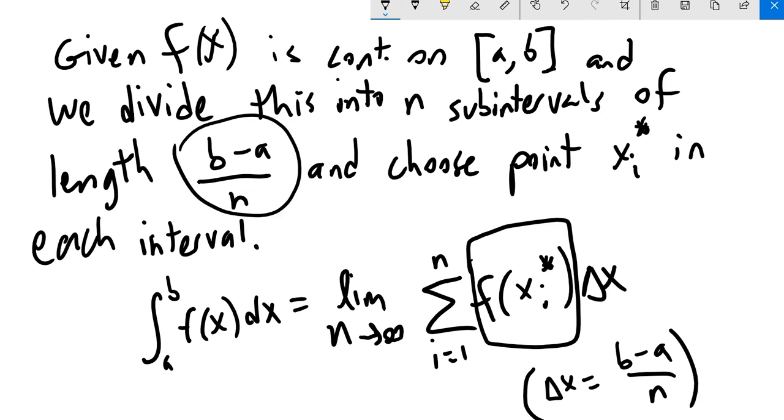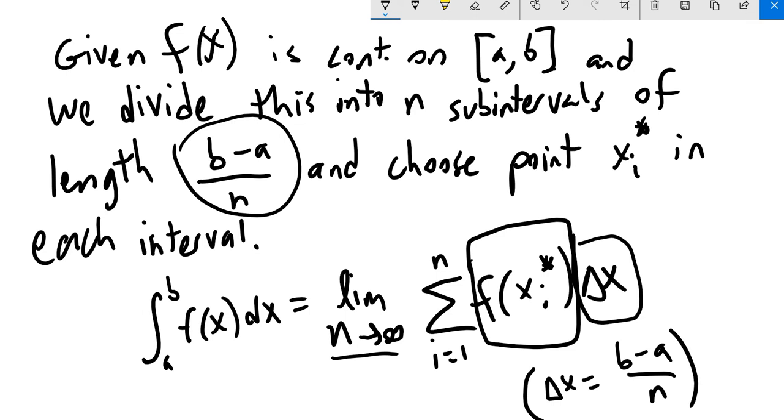So that's just the width of the rectangle, and we're multiplying the height times the width. We're summing all those up to get the total area, and then we're taking the limit as n goes to infinity. So we're saying create an infinite number of very small width rectangles, essentially, is what we're doing. We're adding those up, we're getting the area in between, and that is the definition of a definite integral.